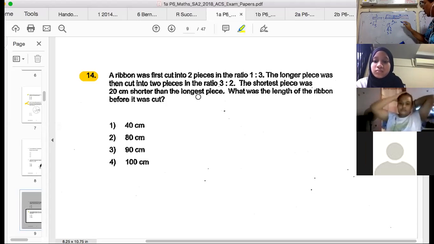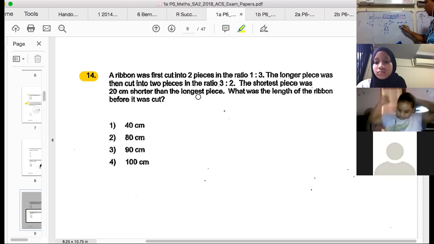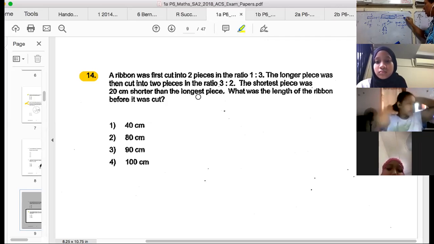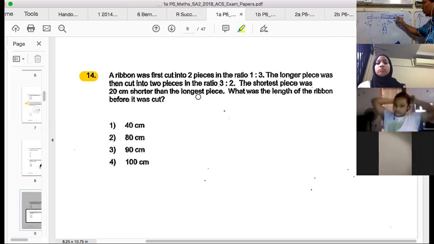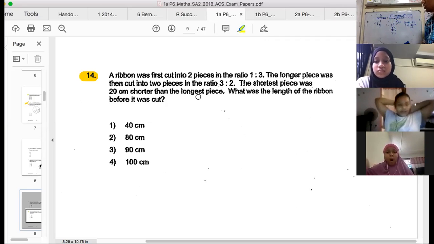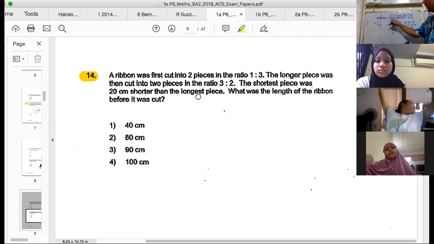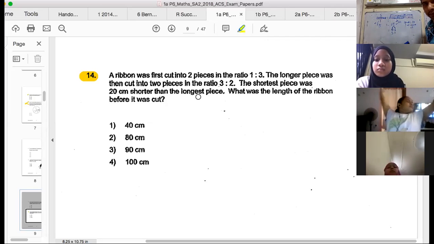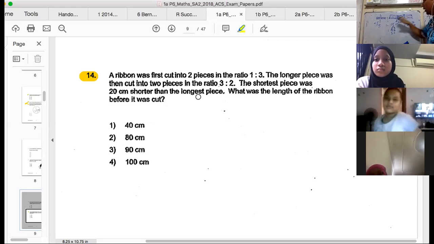So 1, 2, 3, 4, 5, 6, 7, 8, 9, 10 units. So 10 units is 20 cm. 1 unit is 20 divided by 10, which is 2 cm. So it's 2, 2, 2, 2, 2, 2, 2. Down here, 2, 2, 2, 2, 2. So this is 10 cm. This is 30 cm. So what was the length of the ribbon totally? 10 plus 30 is 40 cm.